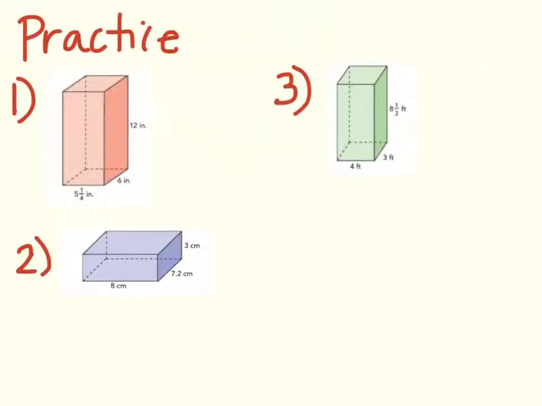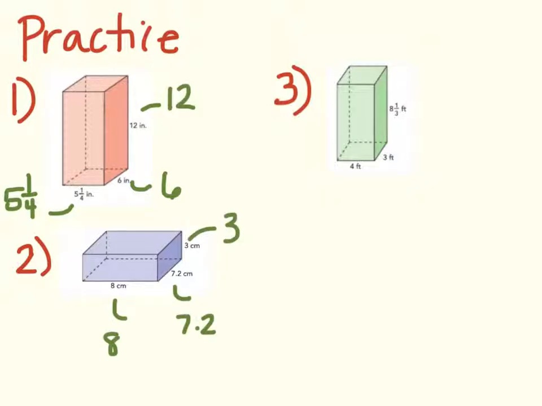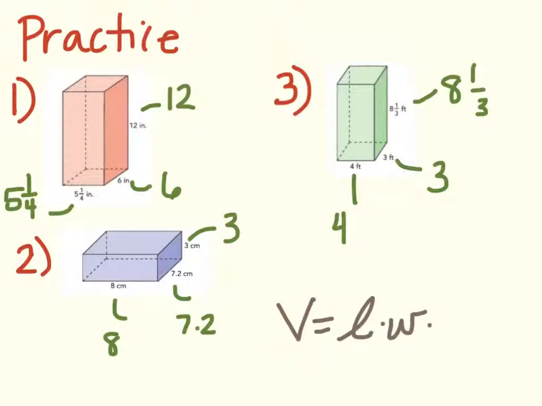Now try these practice problems on your own. Find the volume of each rectangular prism. Just to make these a little easier to see, this is 12 inches, this is 6, this is 5 1/4, this is 8 centimeters, 7.2 centimeters, and 3 centimeters. This is 4 feet, 3 feet, and 8 1/3 feet. Remember, your formula for volume is length times width times height. Good luck. I'll see you in a moment to talk about cross sections.